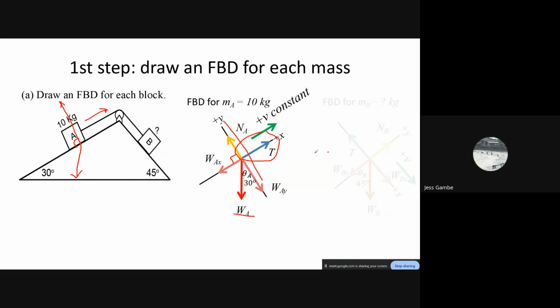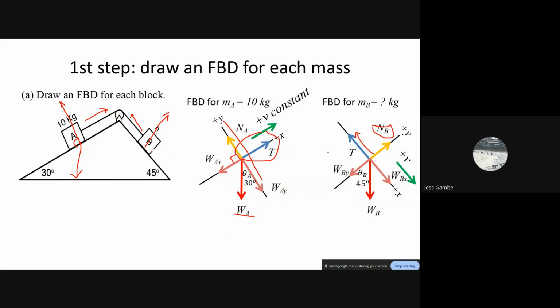Similarly, we do the same with mass B. For mass B, at 45 degrees, the incline is used as the x-axis, so we use the positive x-axis going downward along the incline. Then you have the tension going up, which prevents the block from falling. Then you have the normal force perpendicular to the surface, NB.